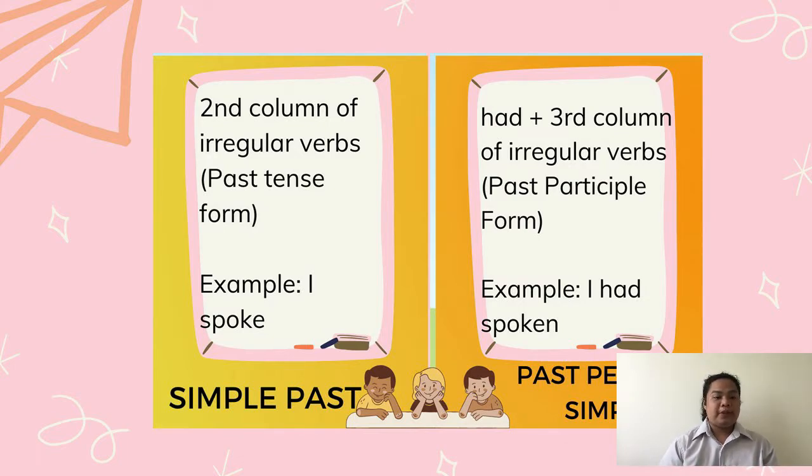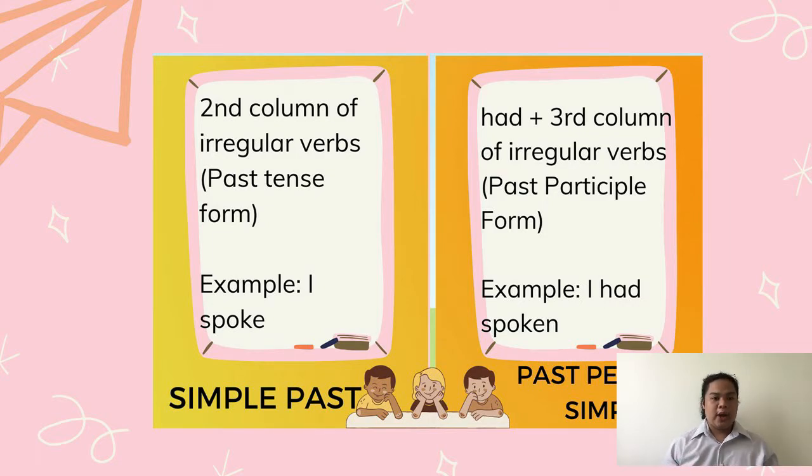For example, I spoke. Next one is the past perfect simple. It indicates had plus the third column of irregular verbs, or the past participle form. For example, I had spoken. We can now see the difference between the simple past and the past perfect simple. In the simple past, the sentence is I spoke, and in the past perfect simple, I had spoken.